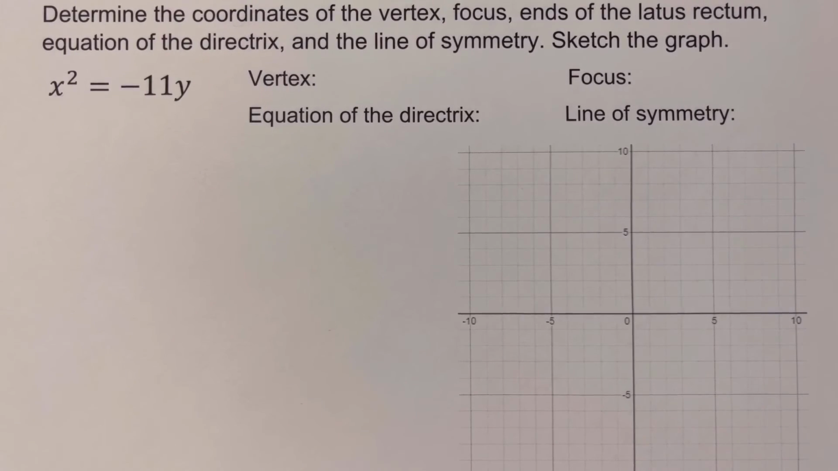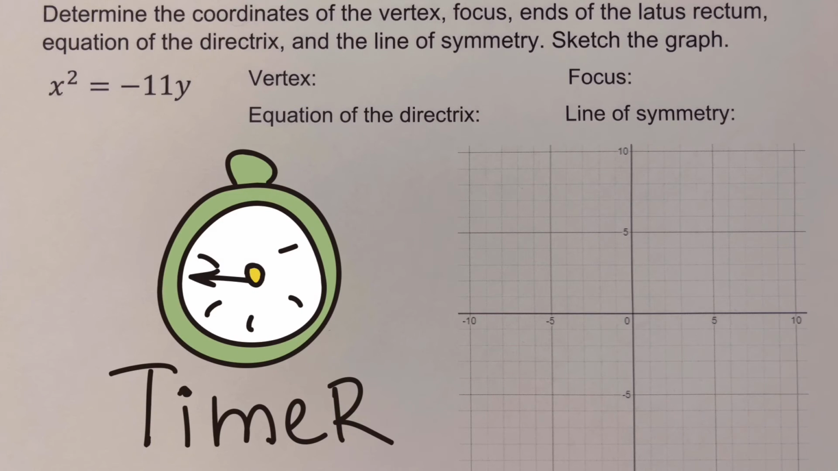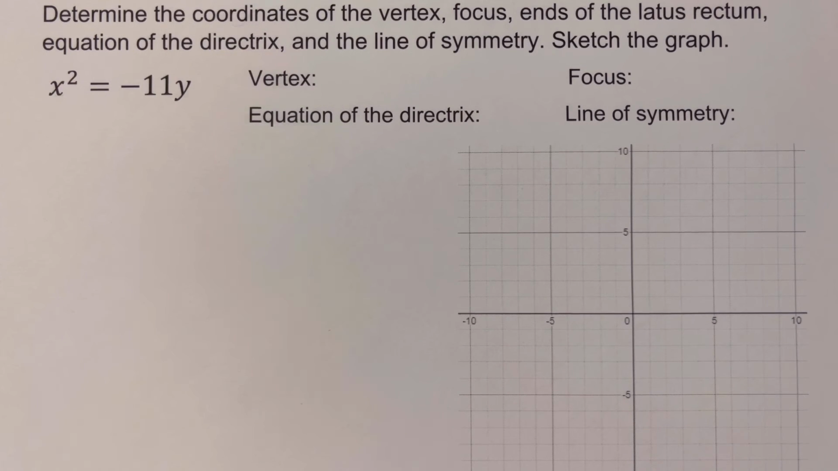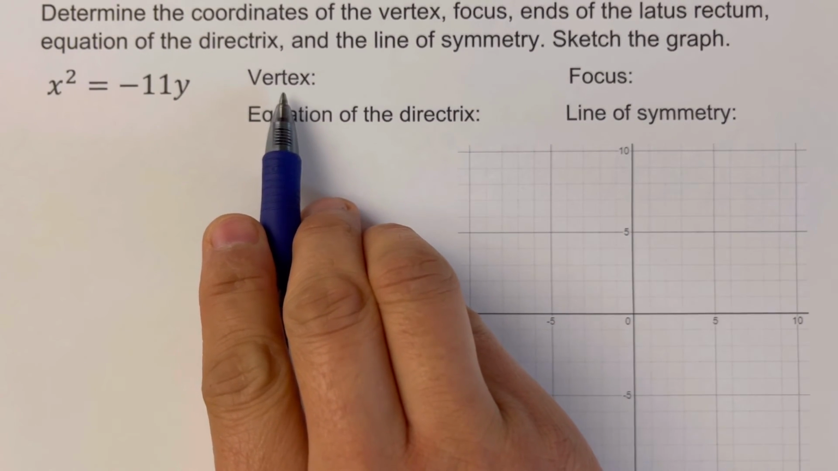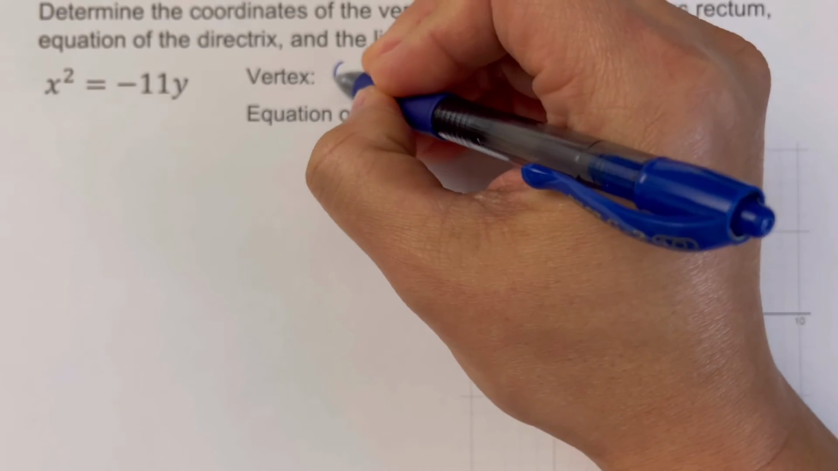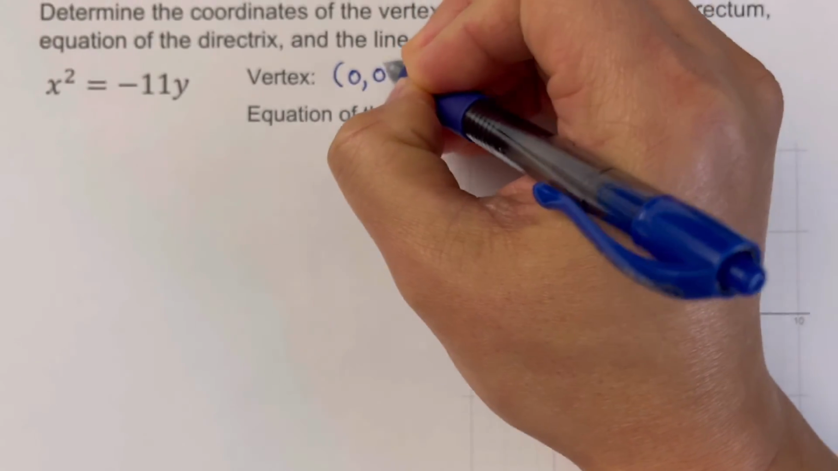At this time, I would encourage you to pause this video and try this problem out on your own. And when you're done, unpause it and check your answer. Okay, so we go over the problem here. Looking at the equation right here, this is an example of a parabola with vertex at 0 0. So I'm just going to go ahead and write that up here.